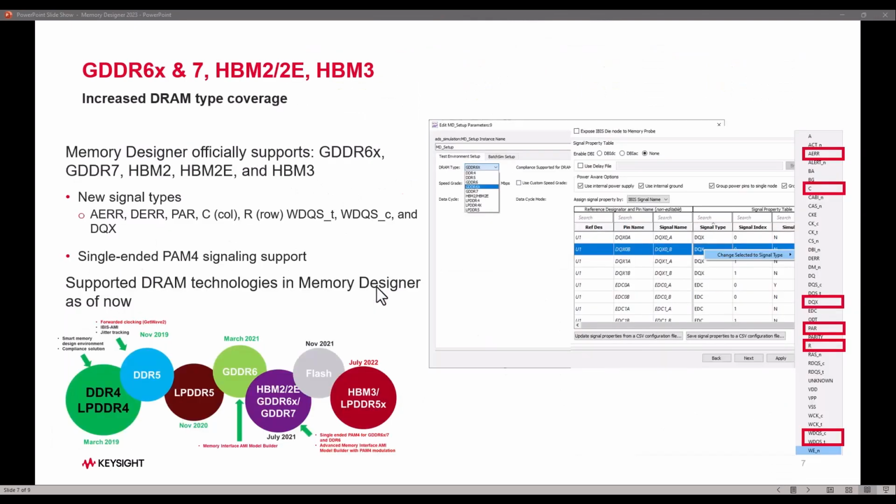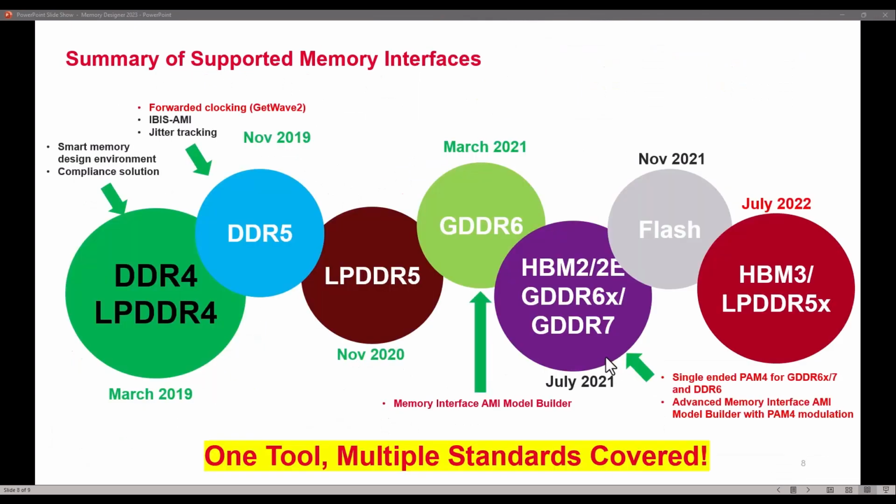We also support increased DRAM coverage, and now DDR6, 7, HBM2 and 3 are supported, and appropriate signal types can be identified and configured in Memory Designer. So with this addition, ADS has multiple standards and the widest coverage for any kind of memory interface which you might be interested in simulating. You can do it all in a single tool, which is ADS.